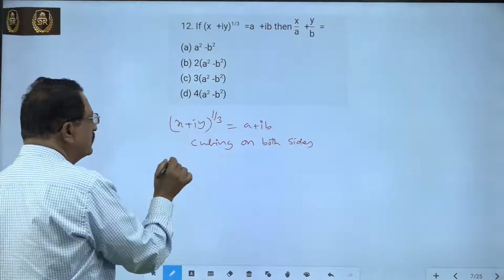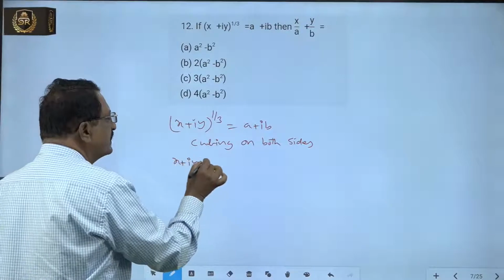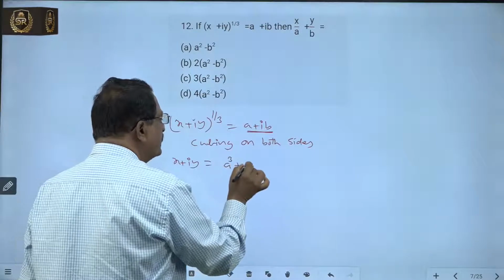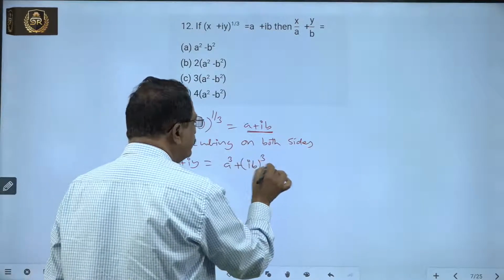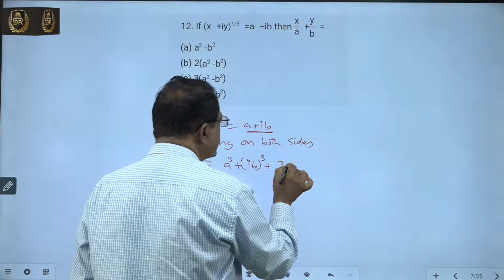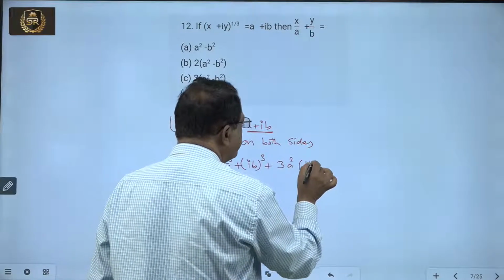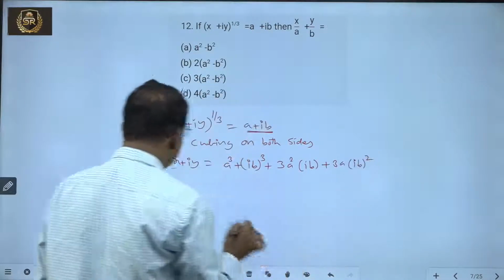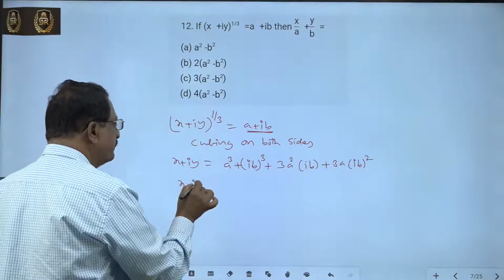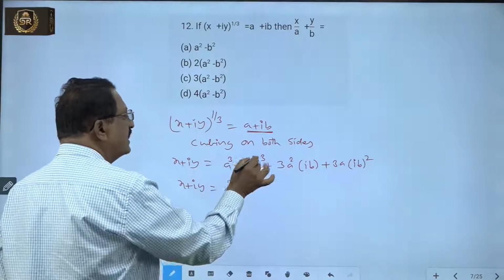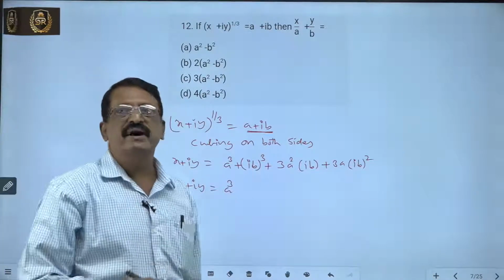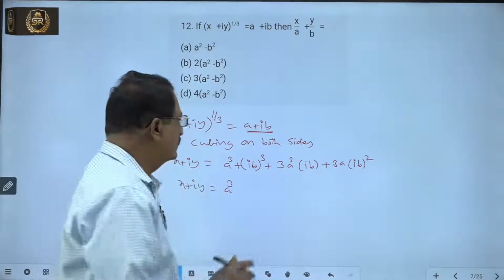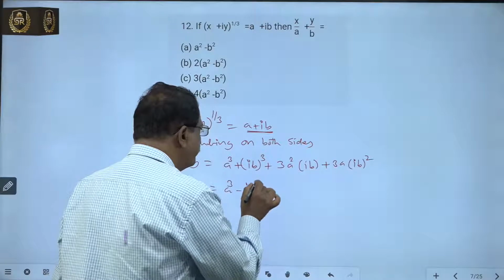On the left side, cube and cube root get cancelled, so x plus iy equals the right side, (a plus ib) whole cube. Now a cube plus (ib) whole cube plus 3a square ib plus 3a (ib) whole square. Now x plus iy equals a cube plus i cube b cube, but i cube equals i into i square, and i square equals minus 1, so that equals minus i b cube.